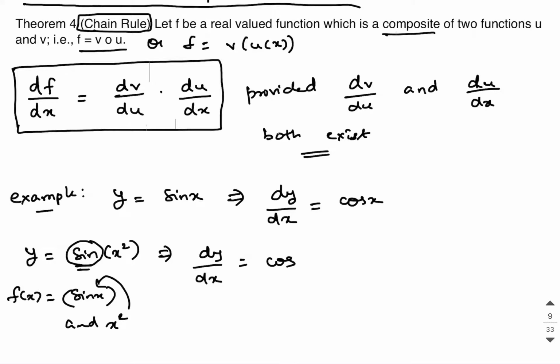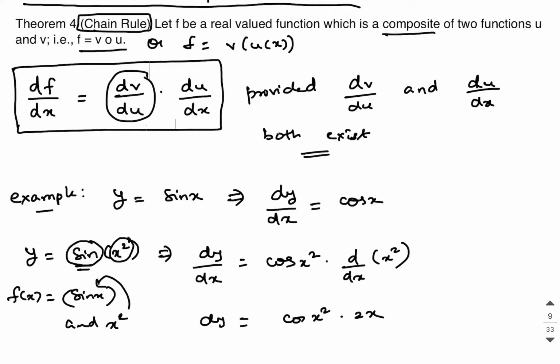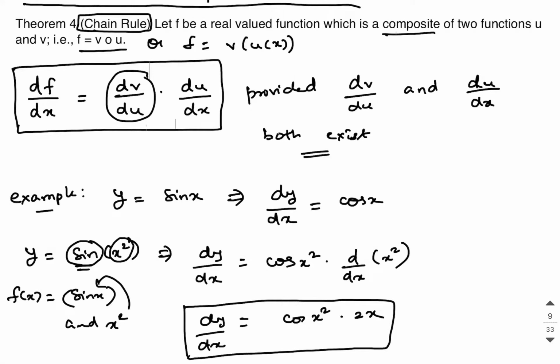Cos of what? Cos of the same value which is inside as an argument, cos of x square, into, so we have done dv by du, now we are going to do du by dx, that is the derivative of x square with respect to x. The derivative of x square with respect to x will be 2x. So this will be cos of x square into 2x. This is the value of dy by dx for the given function sin of x square.